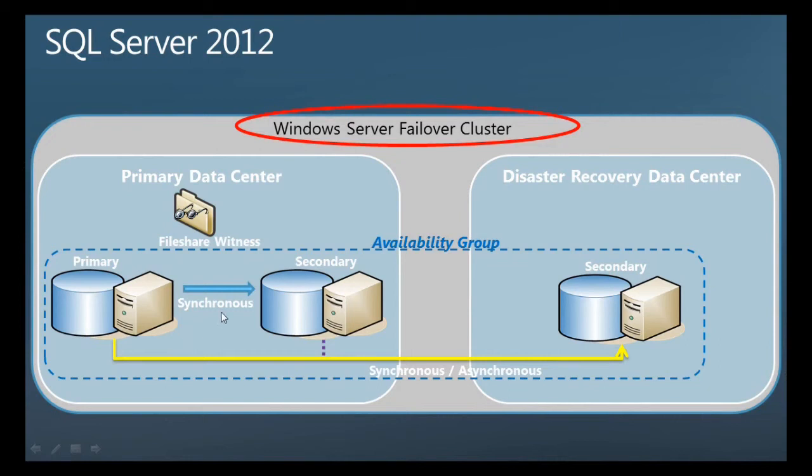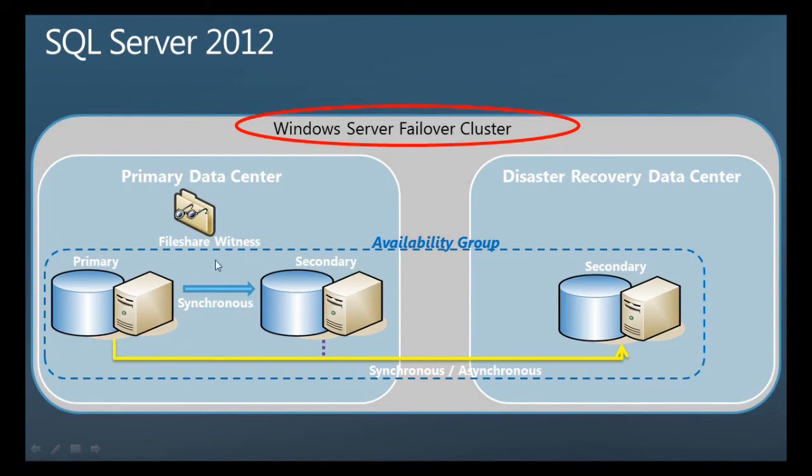So now you can have synchronous data movement from the primary to your local secondary, and you can also have another data movement, either synchronous or asynchronous, from the primary to your DR secondary. This is the physical replication technology, same as database mirroring. There's no delay applied. As soon as the secondary gets the transaction, the primary can truncate these transactions.